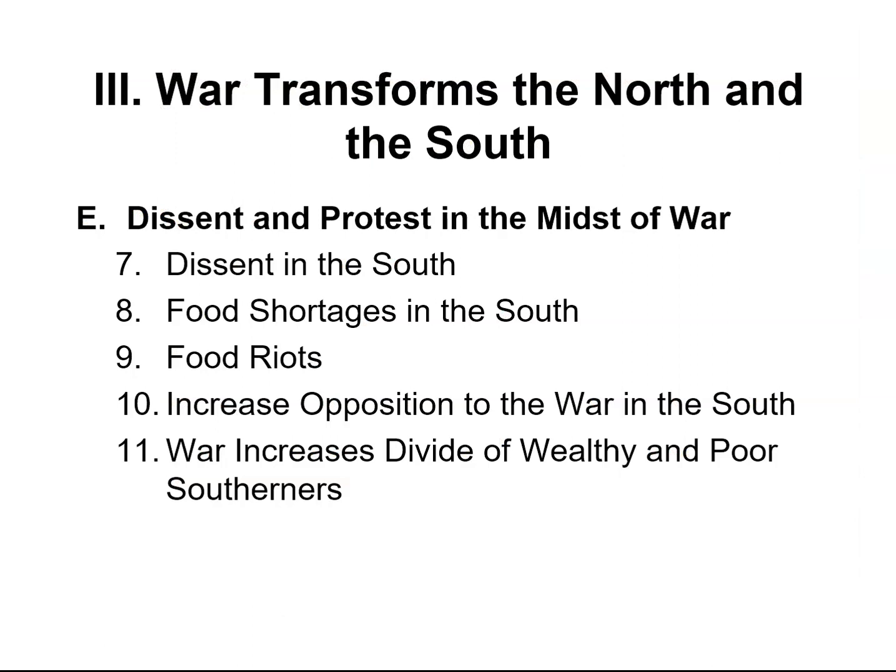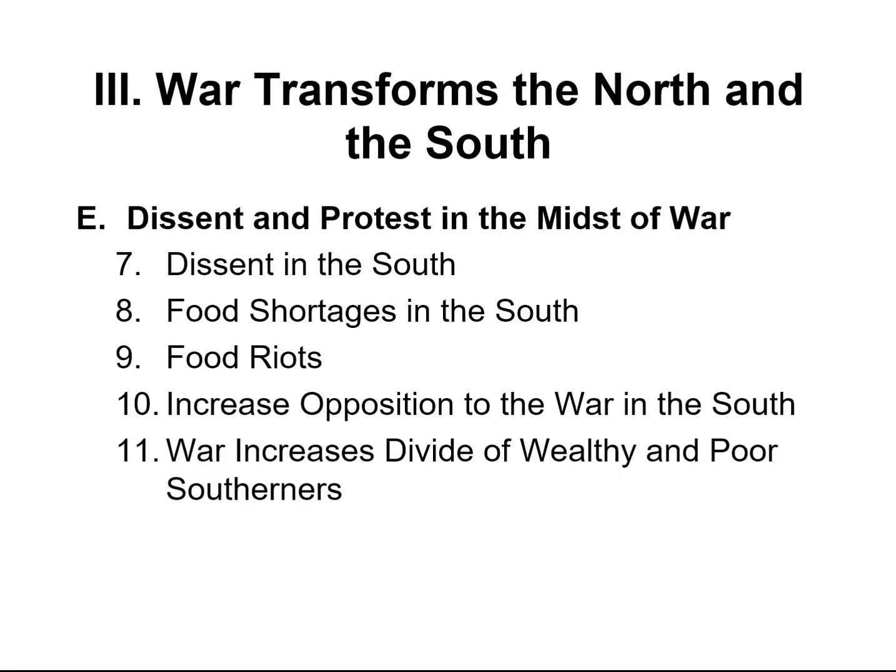Dissent grew in the South as well. The Confederate draft garnered widespread opposition because it undermined states' rights and because it highlighted class inequalities. Since large slaveholders were exempt from military service, just like in the North, if you were wealthy, you could pay your way out of the draft.